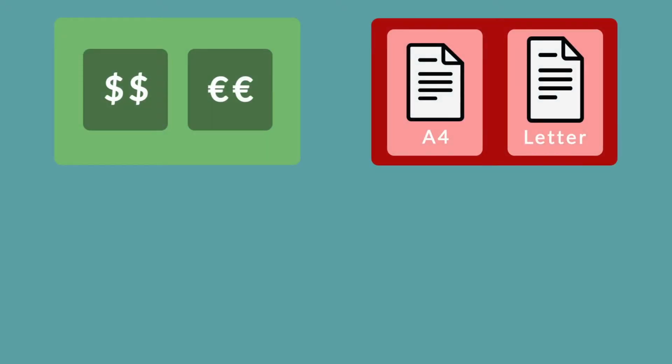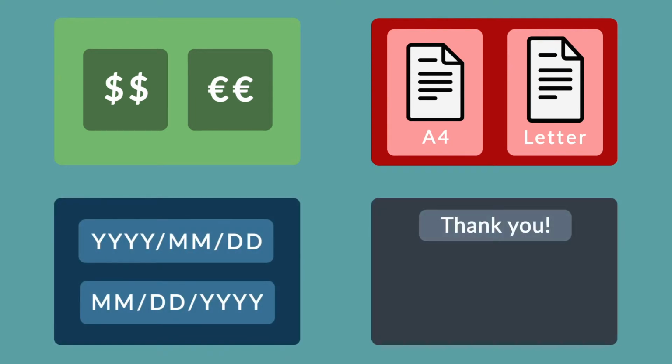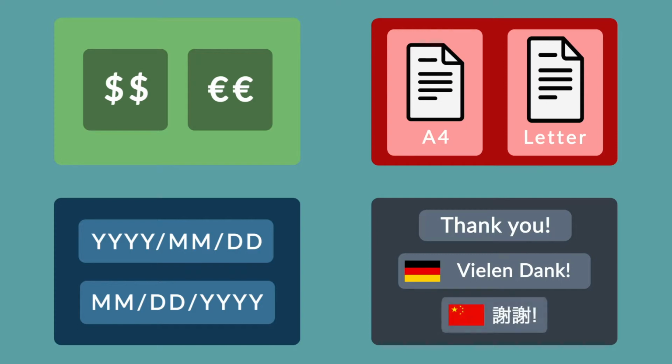Then, localization goes beyond the text itself. We're talking about currency units, paper size, date formats, text length. For instance, German takes a lot more space than, say, Chinese to say the same thing. Any changes made to meet local expectation and product need are covered under the umbrella of localization.